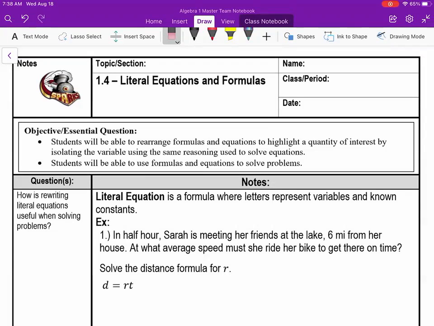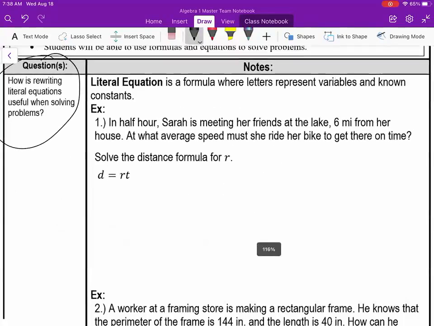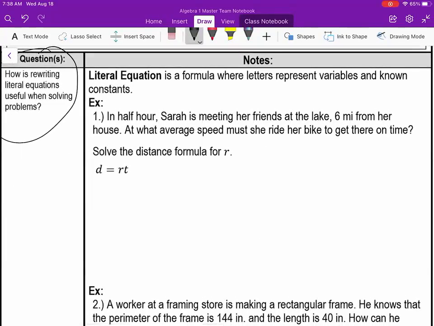All right, so the next thing we're going to be working on is literal equations and formulas. The essential question today is, how is writing literal equations useful when solving problems? So why do we use literal equations? So what is a literal equation? A literal equation is a formula where letters represent variables and constants, meaning the numbers.